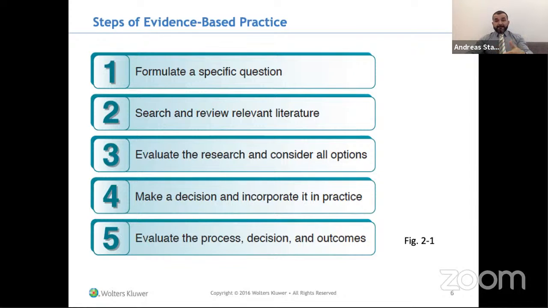Once I apply it, I have to evaluate. Did it work? Did it not work? How much do I have to change something? Which is the part that, again, goes back to number 1, and we'll see it in a little bit. So these are the 5 steps that I want you to remember. Everything starts, though, with a very good specific question.